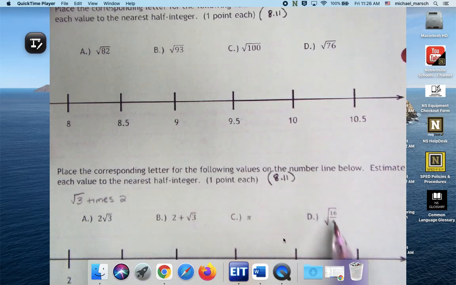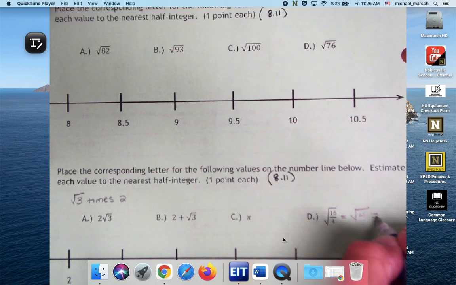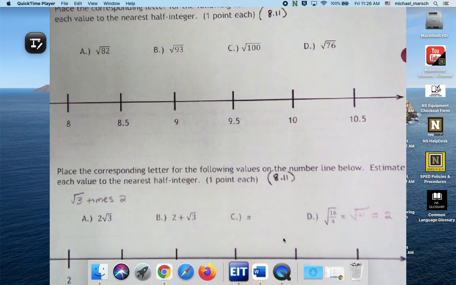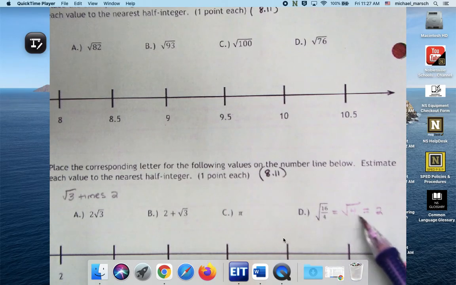What's 16 divided by 4? So really you have square root of 4, which is 2. People get caught up on the fraction here. I don't want you guys to be frustrated or overwhelmed or let that slow you down. You divide this, you get the whole number, that actually equals 2.